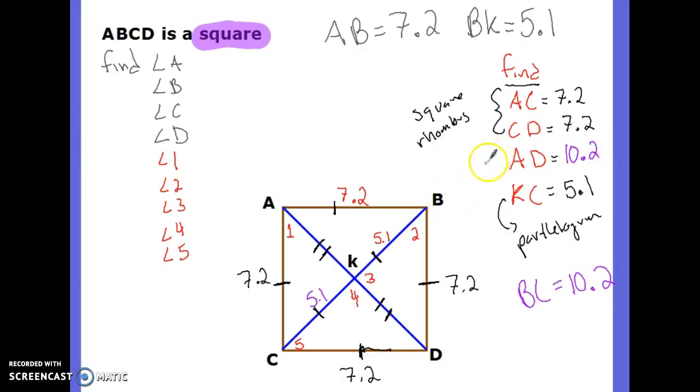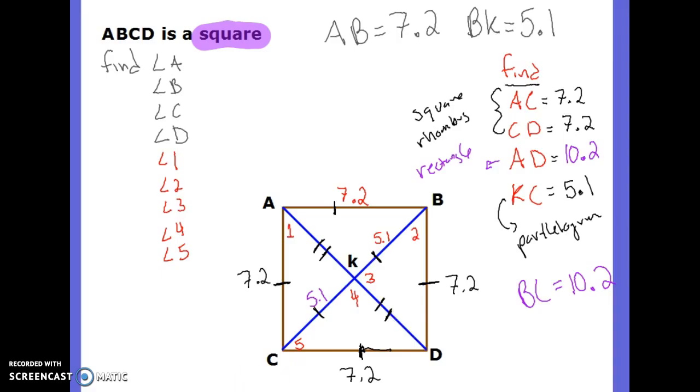Since a square is also a rectangle, the diagonals are congruent. So you can see how the square applies all of the properties we've looked at so far. Again, square, rhombus, rectangle, and parallelogram. A square fits underneath of all these categories, so it shares all those properties.